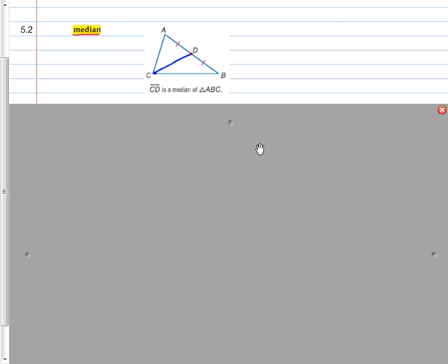How many medians can you draw in a triangle? 3. I can draw 3 medians because what is a median? I start with a vertex and I draw a segment to the midpoint of the opposite side. So I could find another midpoint right down here, and I could draw that median from A, hits the midpoint of the opposite side. And then I could find the midpoint of this segment right over here, and I could draw from B to the midpoint of the opposite side.